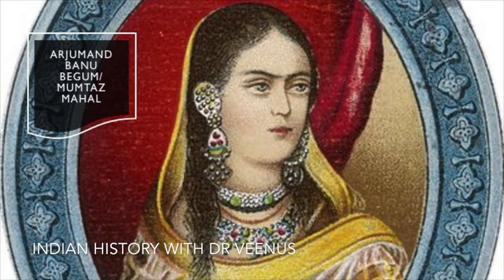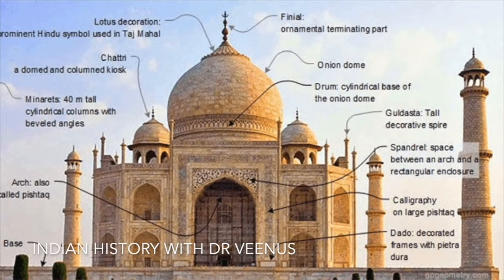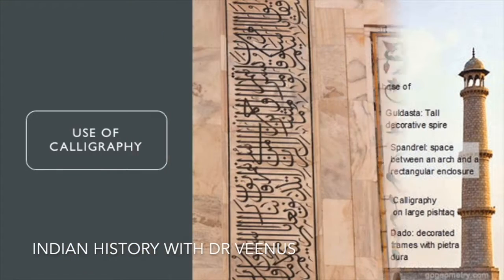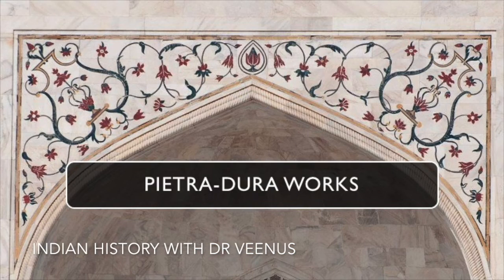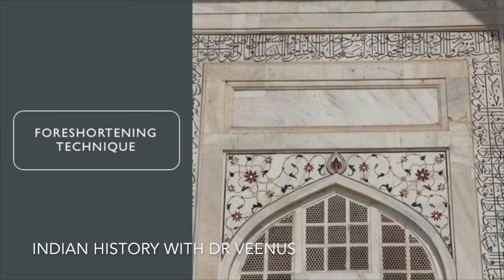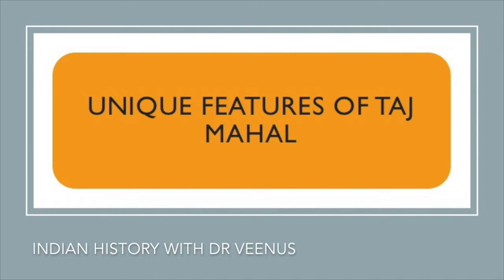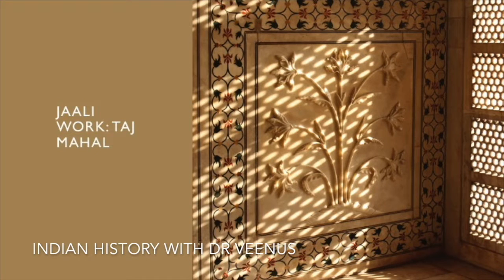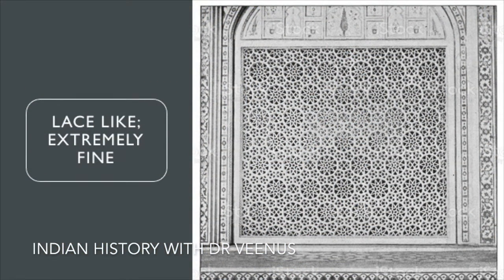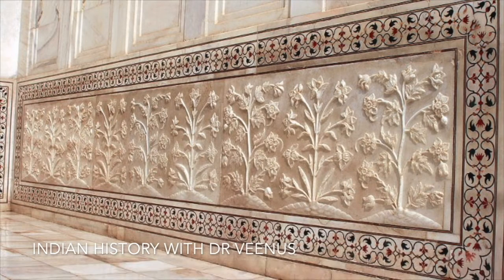It was constructed in the memory of his wife Arjumand Banu Begum or Mumtaz Mahal. It had all the features of Mughal architecture, including the use of calligraphy, Pietra Dura works, foreshortening technique, Charbagh style gardens, and the use of water in the premises for decoration. Apart from this, some of the unique features of Taj Mahal are that the jali work is lace-like and extremely fine. The carvings on the marble were low relief.